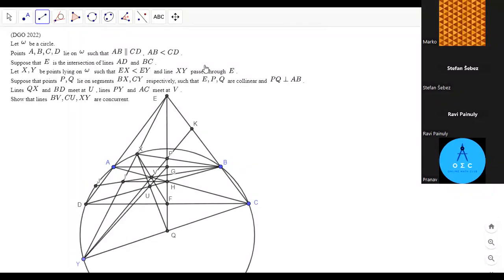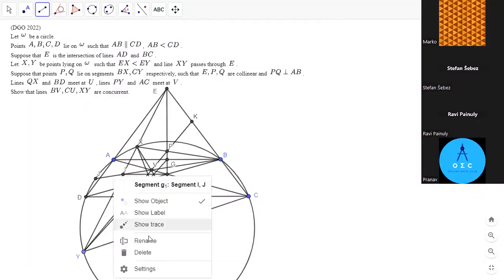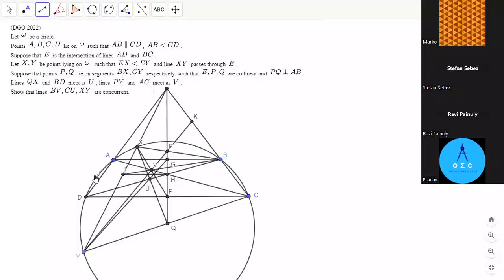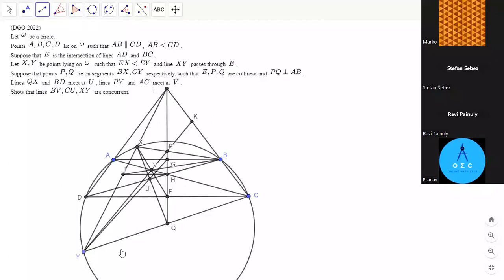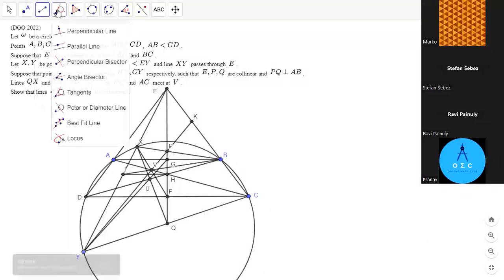Let I be the intersection of XY with the parallel through H. Yeah, let's do that. I agree. I like that. So are X, Y, I, and E harmonic? Good question. So let's think about that. We could check that this way.